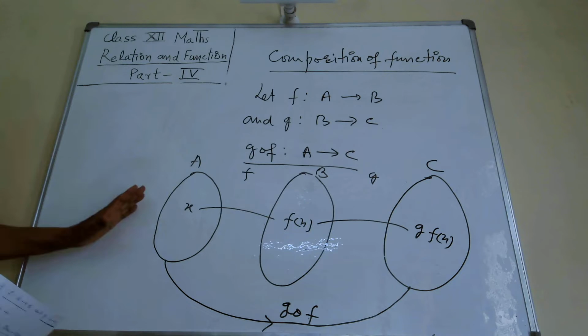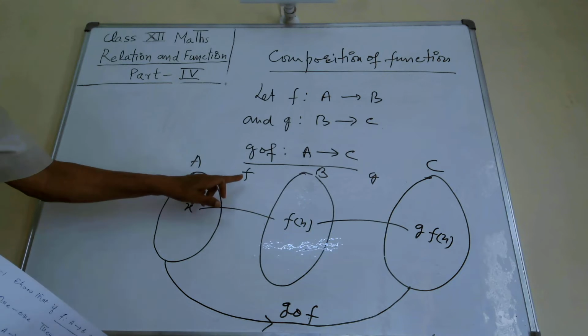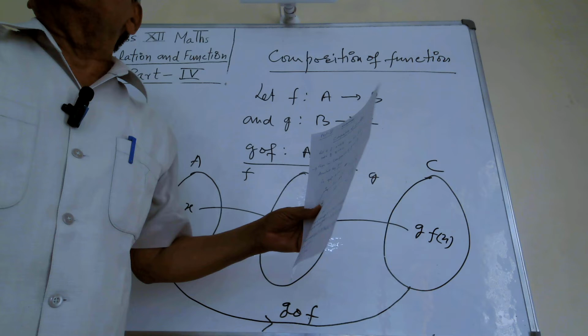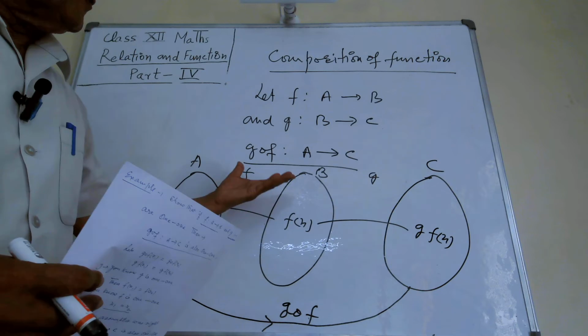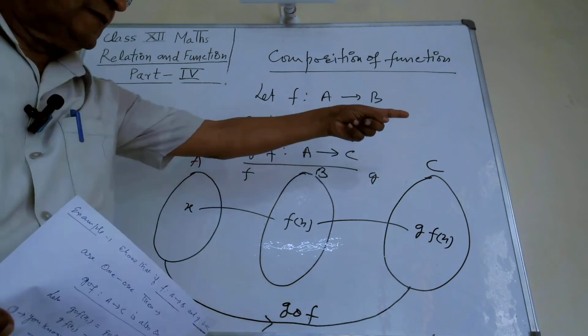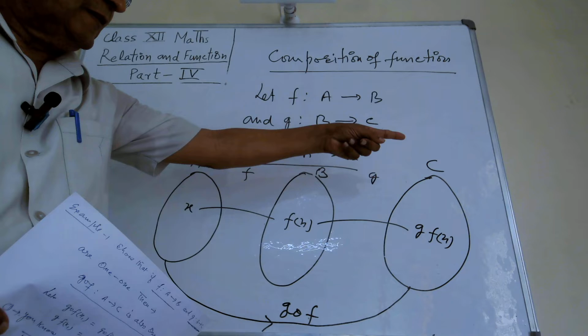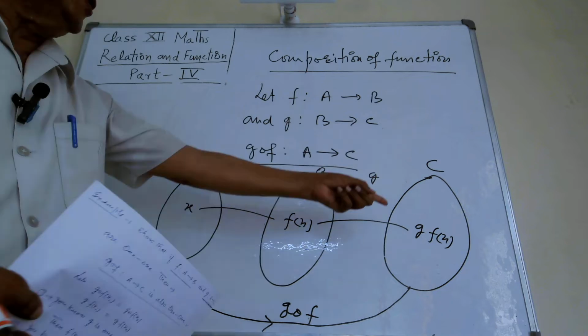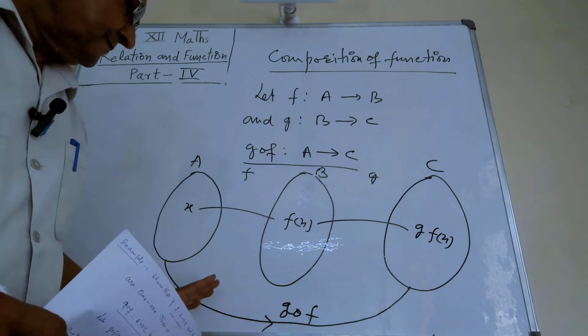So in this way, there are two functions, f from A to B and second function g from B to C. When we combine both these functions, you will get gof from A to C, directly, leaving B, directly from A to C. This is the gof function.